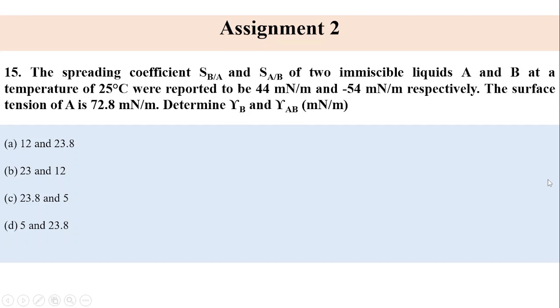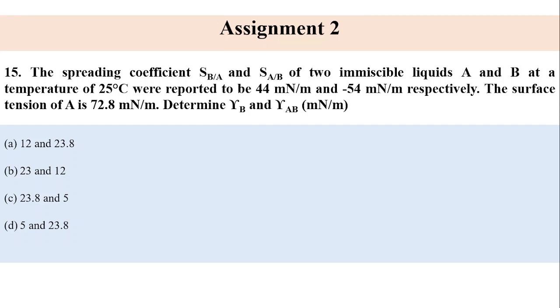So we have the question: the spreading coefficients S B of A and S A of B of two immiscible liquids A and B at a temperature of 25 degrees centigrade were reported to be 45 millinewton per meter and minus 54 millinewton per meter respectively. The surface tension of A is given as 72.8 millinewton per meter, and you have to determine the surface tension of B as well as the interfacial tension between A and B in units of millinewton per meter.